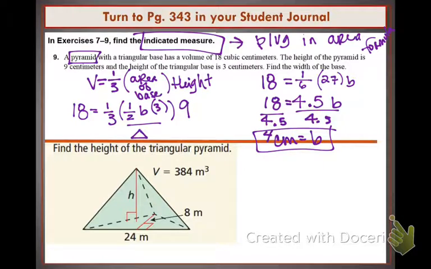What happened to the 9? I did 3 times 9. I did 1/3 times 1/2. So that's where that came in. Any other questions? Okay, you guys try the second one.